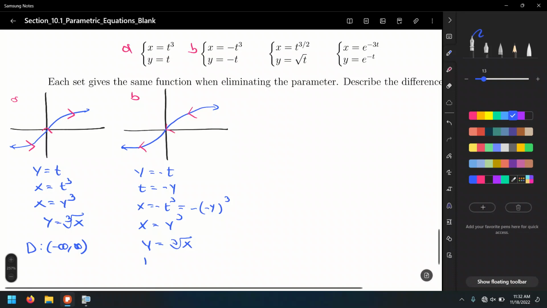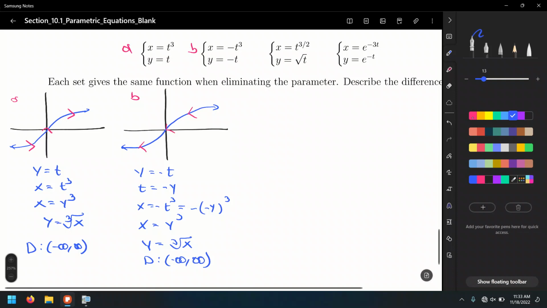And the domain is still the same: negative infinity to positive infinity. Yes, even though it's going in the reverse direction, we don't say from positive infinity to negative infinity. With interval notation and set notation, whether you use either one or both, we still express those intervals from the smaller to the larger, regardless of the direction dictated by the parameterization. So don't reverse this order; they remain the same.